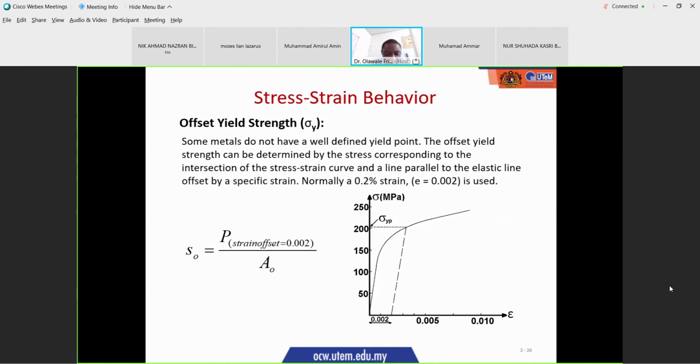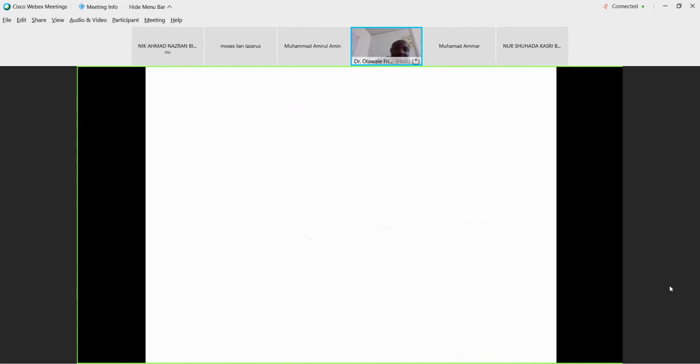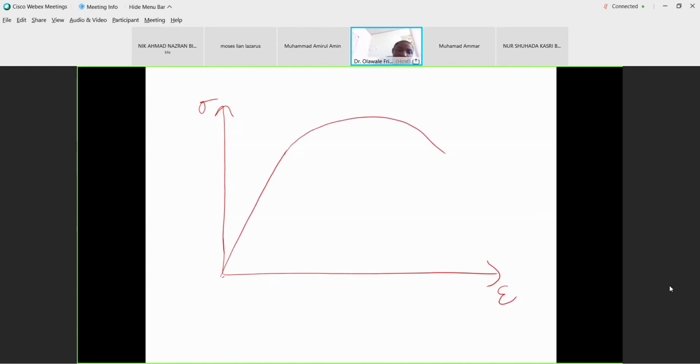How do you do this? I think I have to explain with this. You have this here, and I'm going to put some values now. This is my line and this is this one. The strain values are 0.001, 0.003, 0.004, 0.006. Okay, that's enough. Now, I want to determine my 0.2% offset.